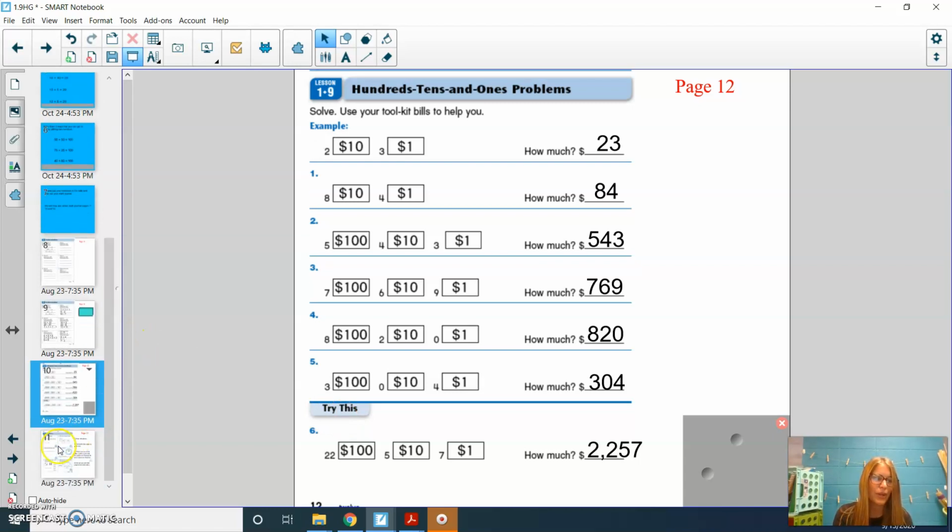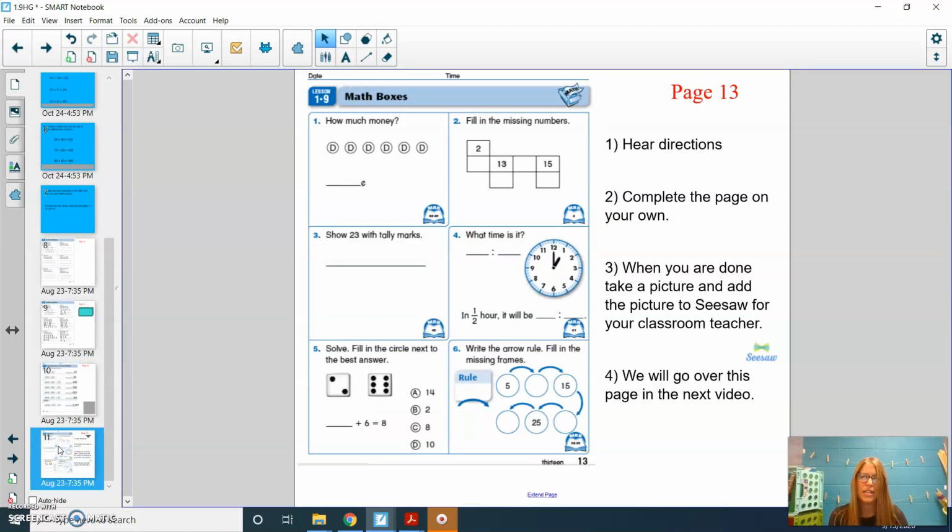The last thing that we're going to talk about today is page 13, and that's our math box page. So we'll quickly talk about the directions. When you're all done, please take a picture and add the picture to Seesaw for your classroom teacher. And then we'll go over the answers for this page in our next video. So look at question number 1. We know a D stands for dime. So think about how much money dimes are and count how much money and then put your answer on the line. For question number 2, fill in the missing numbers.